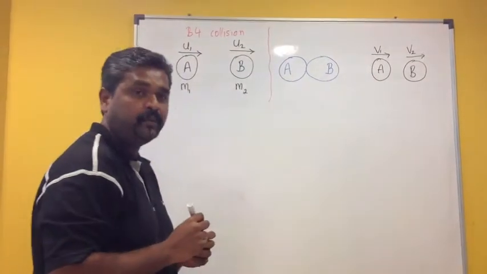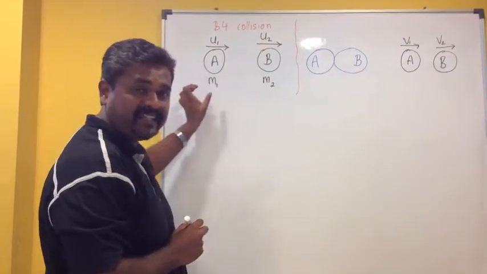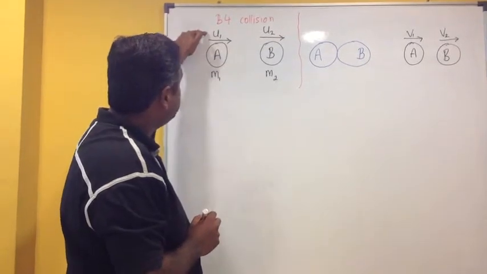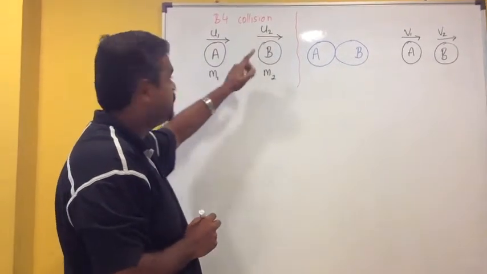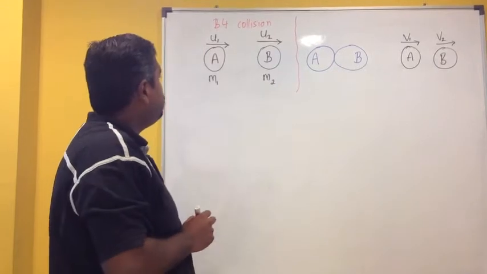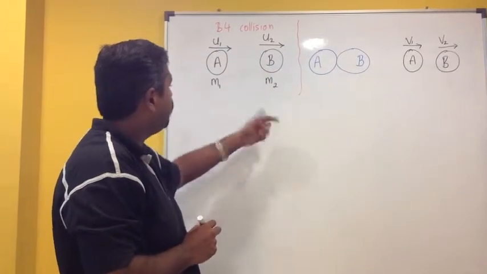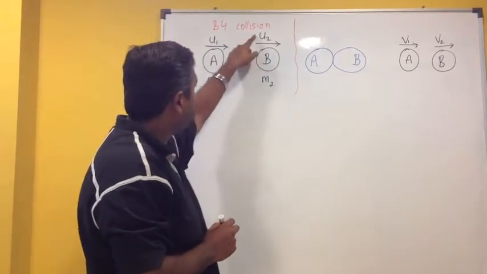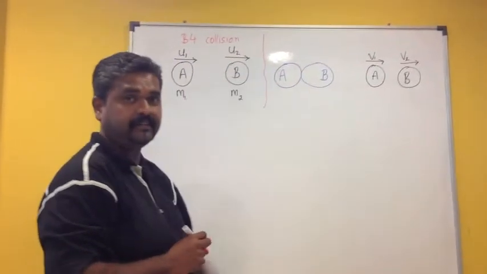So before collision, we have an object A of mass m1 moving with a velocity of u1 in this direction, as symbolized by this arrow. And we have another object B of mass m2 moving with a velocity u2 in this direction.